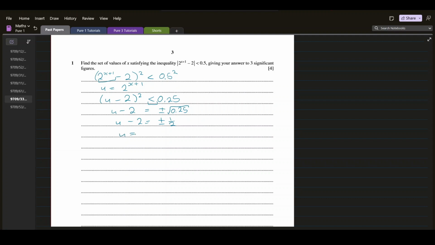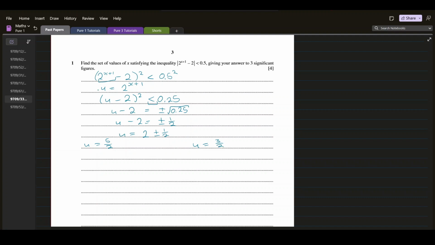So u is equal to 2 plus or minus 1 over 2. Let's write that as two separate equations. So we've got u equals 2 plus half, which gives us 5 over 2. And we've got u is equal to 2 minus half, which will give us 3 over 2.